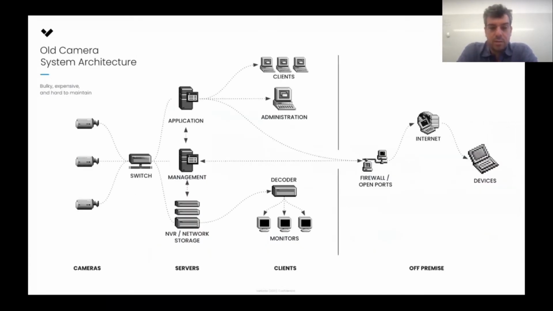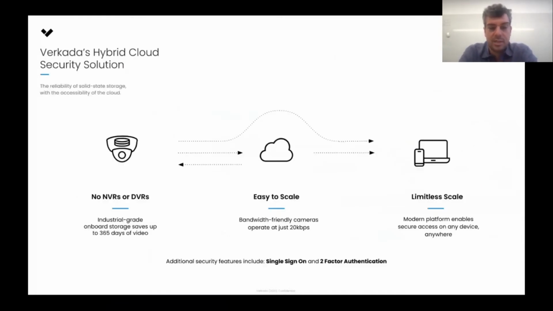Michael was showing this as well, but what is the idea and what is the advantage of having a hybrid cloud infrastructure? So I'm sure you're all familiar with the old camera system architecture, which relies on cameras attached to a switch, having a local NVR, and a more cumbersome infrastructure to manage. The moment you're able to move to a hybrid cloud infrastructure, you can see a drastically simplified infrastructure in which we don't have to deploy NVRs or DVRs.